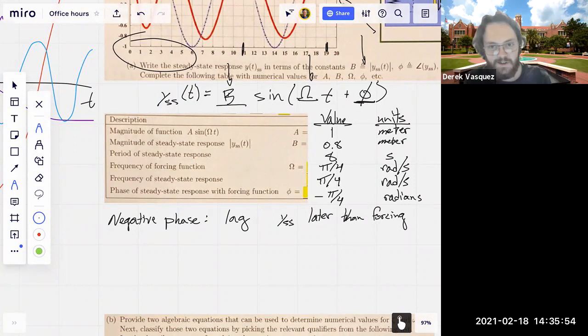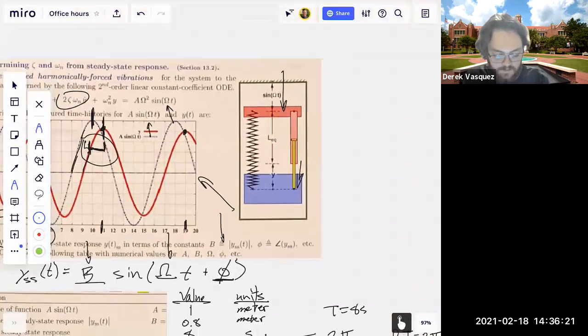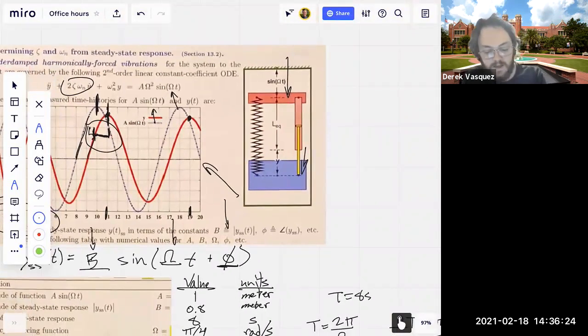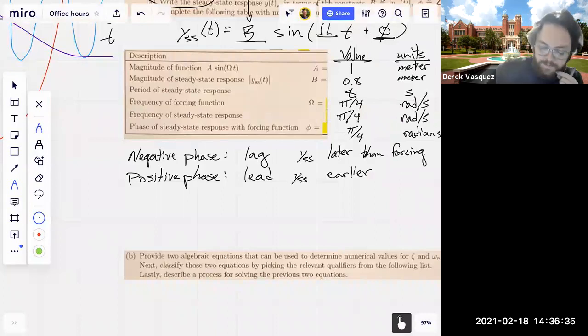Okay. All right. So then just the next question here, that means that positive phase, if it's not lag, it must be a lead. So it leads the forcing function, which means that the steady state is earlier, which is very rare in systems, and that's because you would see movement on this block before you actually pushed this block, which doesn't make a ton of sense. And so you very rarely see systems leading their input.